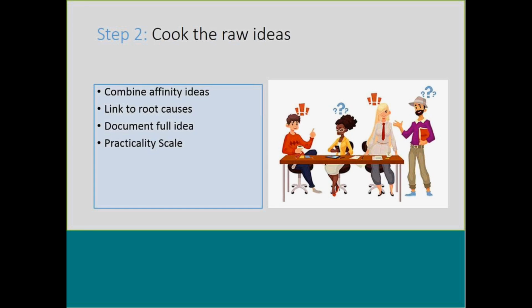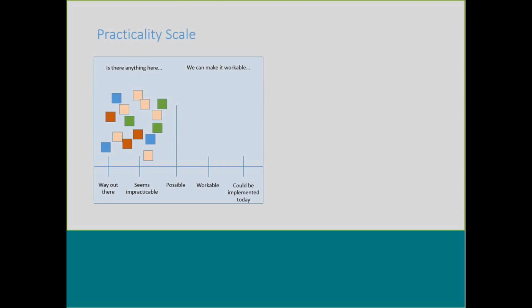So you want to make sure that all of the ideas that you're going to do to improve or implement your solutions are related to a particular root cause or issue. Document the idea in full, right? Whoever's idea it was, if it was multiple people that had the exact same idea, let's talk about it. Let's write down ideas. How can we expound on this idea? And identify where it lands on the practicality scale.